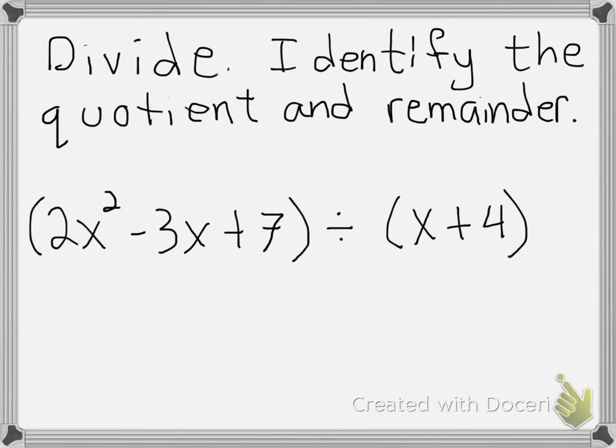Alright, divide, identify the quotient and the remainder. So this is when we're dividing polynomials. You're going to end up having a quotient and remainder, same way you did long division with numbers. You're always going to set it up at the beginning the same. It's the divisor, or you might want to think of that as the denominator. That's going to go on the outside of my division symbol.